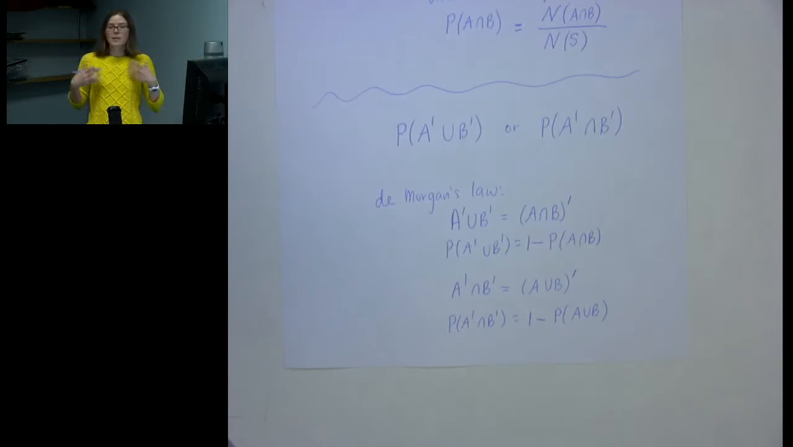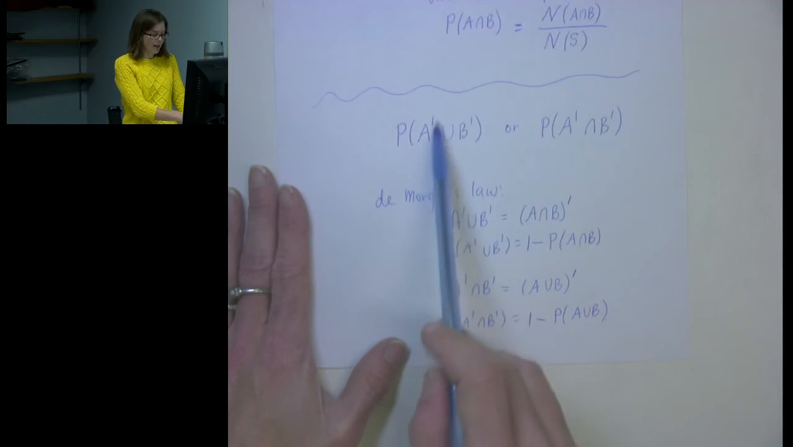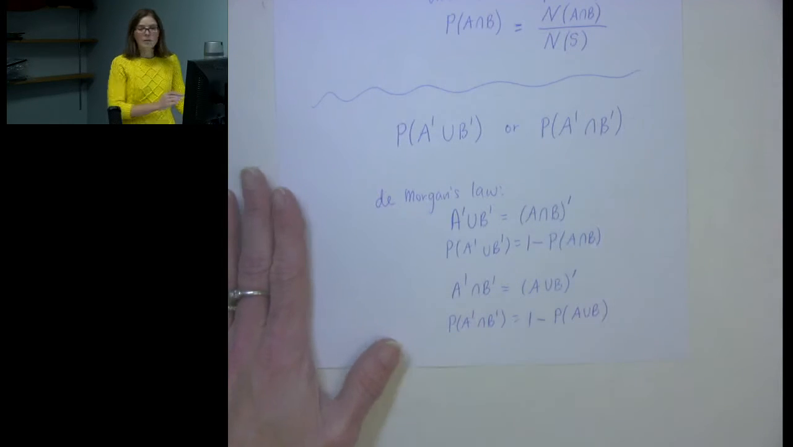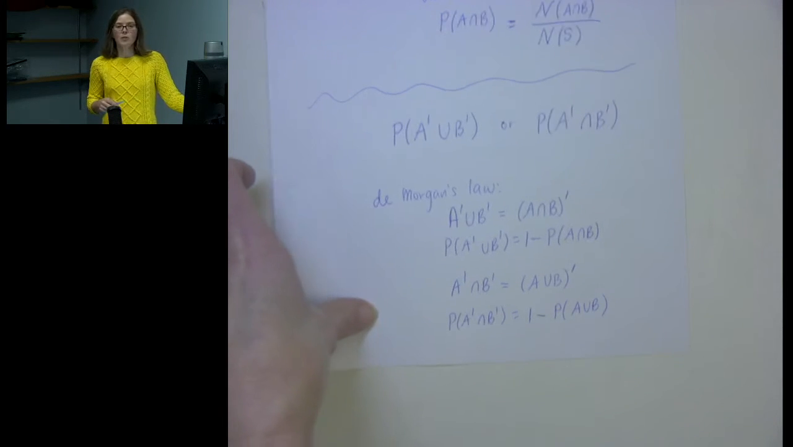So just something to keep in mind as you're looking through: when I see complements in both events, often it's easier to switch it around and use De Morgan's law. So those are just a couple of general comments. Okay. More specifically now, I'm going to go to some of the things that people had questions about on the discussion board, which was mostly the homework questions.